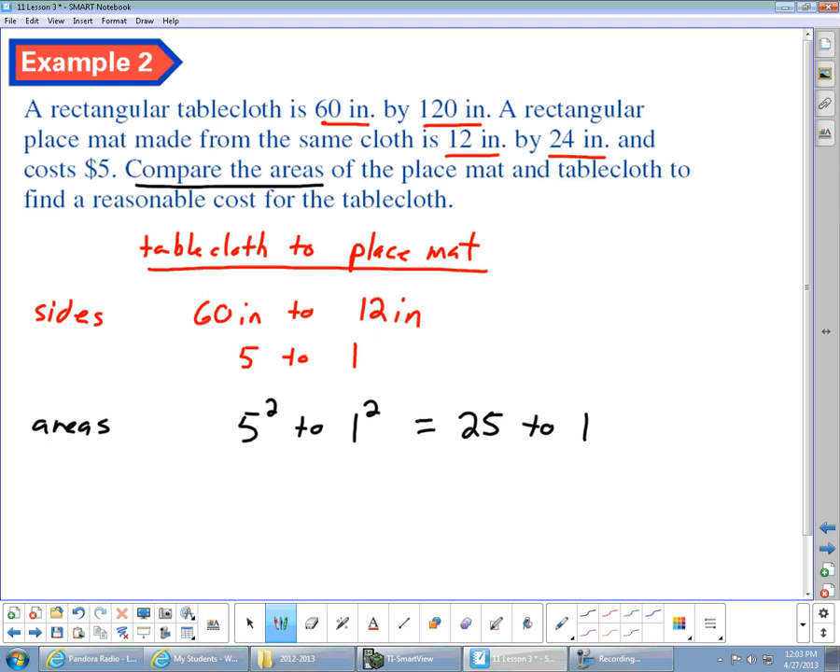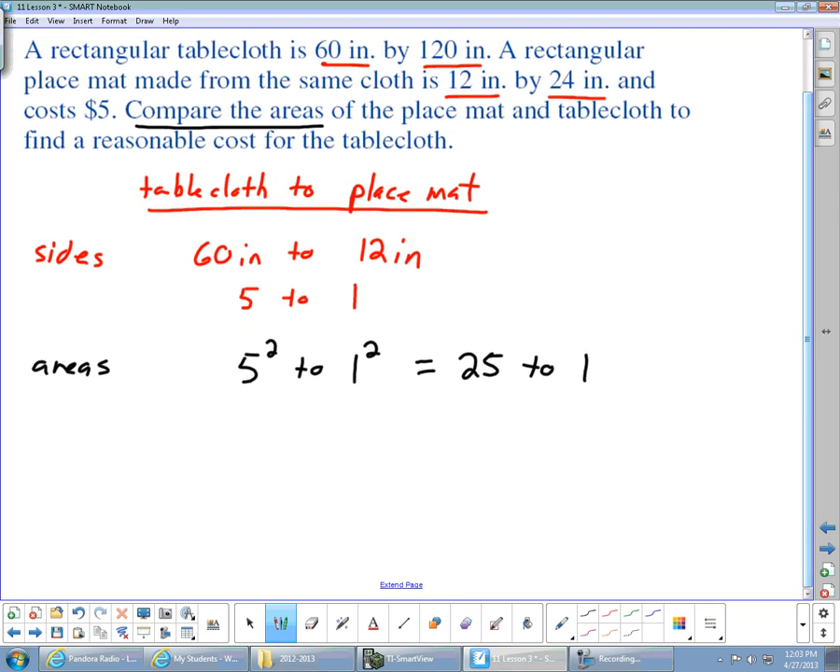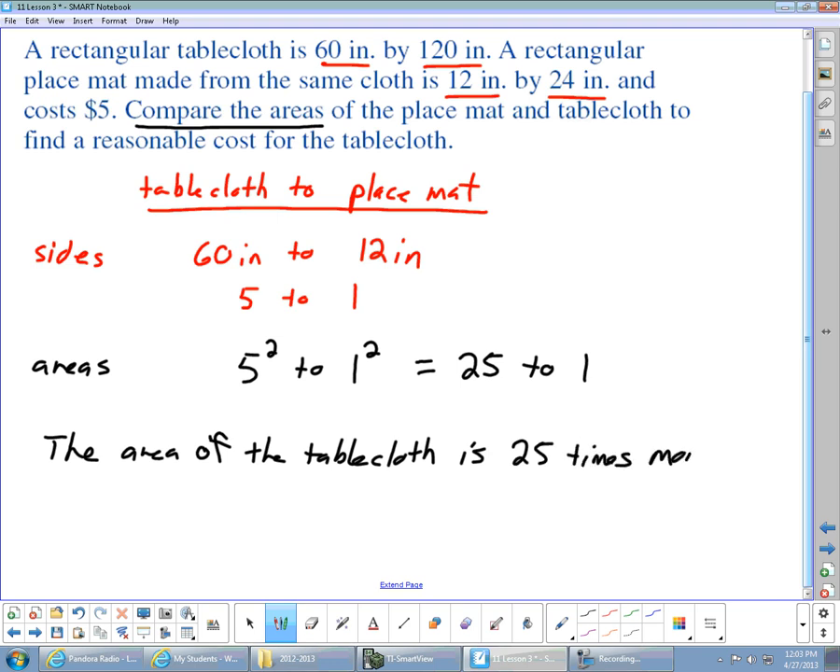So we could maybe write that as a sentence here to explain what's going on. The area of the tablecloth is 25 times more than the area of the placemat. Okay, well, now we've compared their areas.